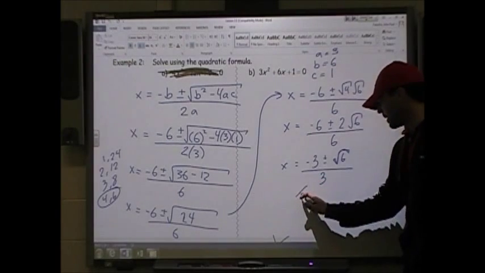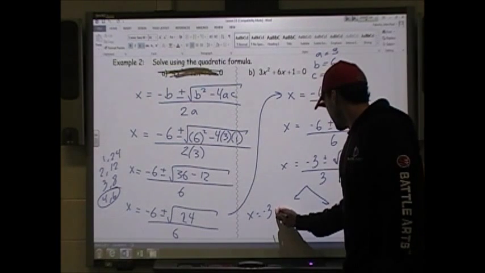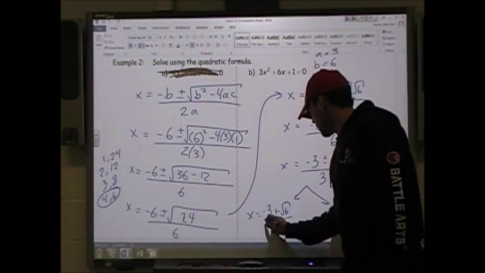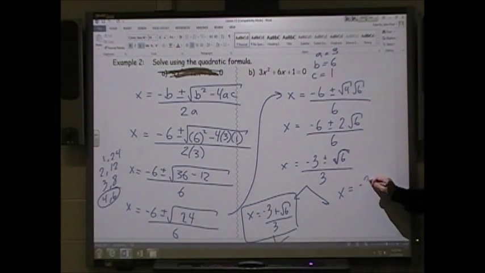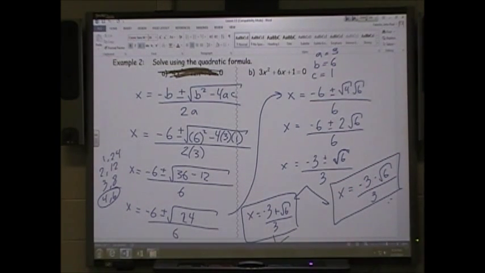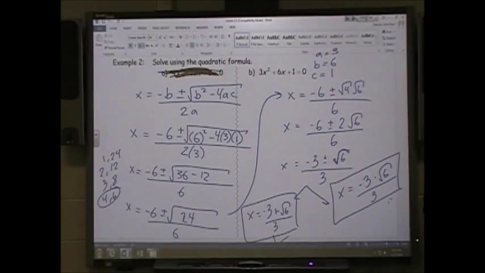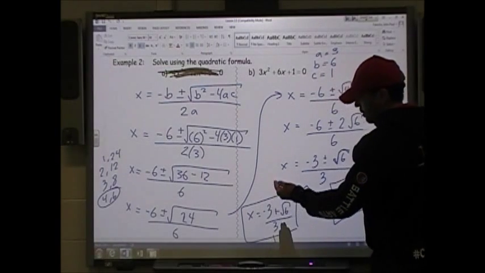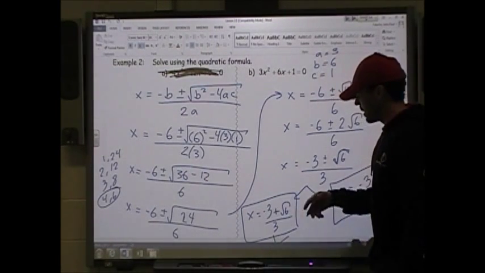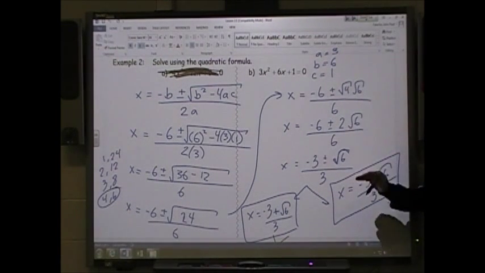Now the two answers: the one answer is x equals negative 3 plus root 6 all over 3. That's the one answer, one x-intercept. And the other x-intercept is negative 3 minus root 6 all over 3. This is the second x-intercept. Now, it didn't ask us for approximation, it just said solve, so we leave it as this. If it asks us for an approximation to the nearest tenth, then of course we do the math here and do negative 3 plus root 6 and divide that by 3, whatever that is, that's what we write. But for the purposes of this right now, we leave this as this.